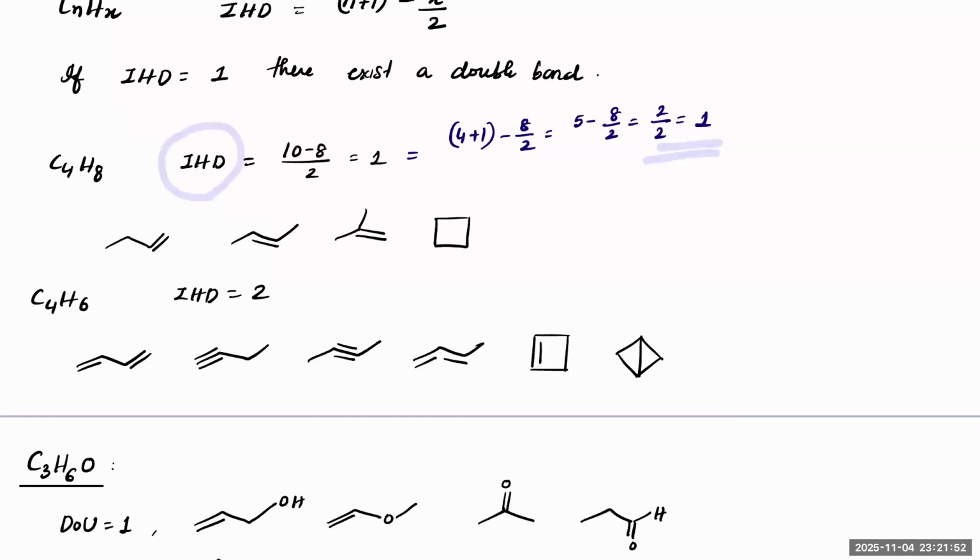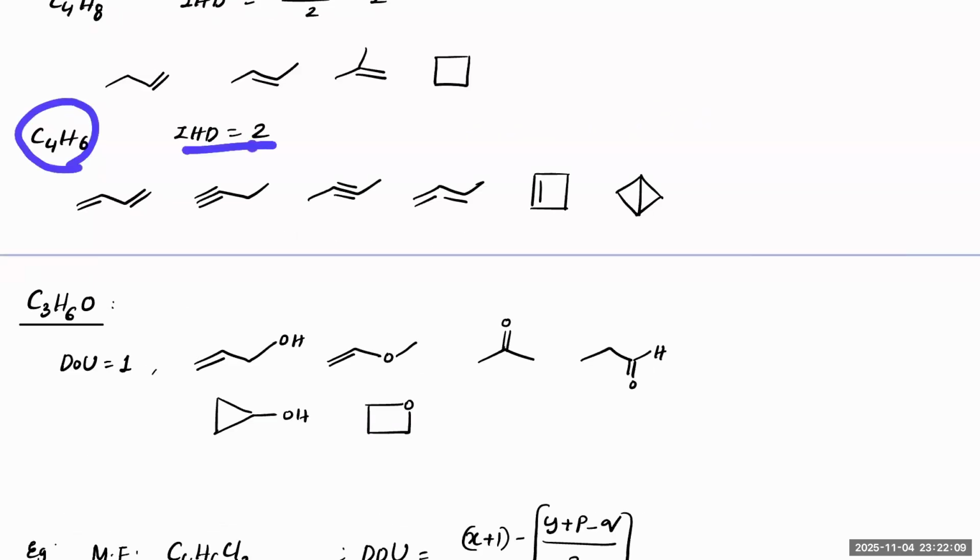Okay. See, if it is 1, basically I can make a double bond across this C4 structure, or I can make one cyclic structure. These are the two forms it can exhibit. Similarly, if you have C4H6, I'll get index of hydrogen deficiency or degree of unsaturation as 2, which means I can have 2 pi bonds or one triple bond, and the pi bonds can keep moving around. Or I can have one cyclic and one double bond, or I can have two cyclic. These are all the important forms.